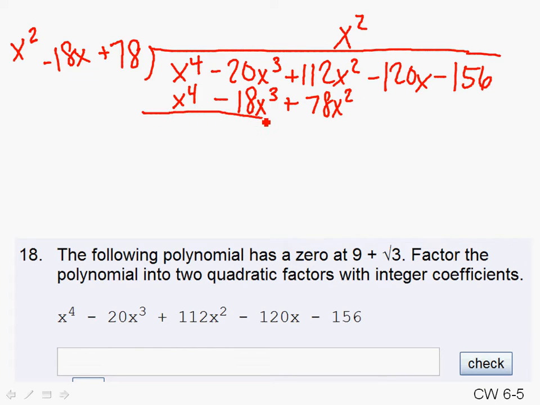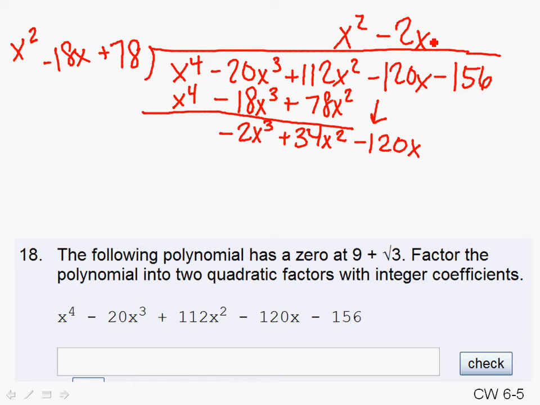When we subtract all of these terms from the ones above, we have x to the fourth minus x to the fourth is 0. 20x cubed minus a negative 18x cubed is like saying negative 20 plus 18. So that's a negative 2x cubed. And 112 minus 78 gives us 34x squared. We then bring down the negative 120x and divide again. X squared goes into negative 2x cubed, negative 2x times.